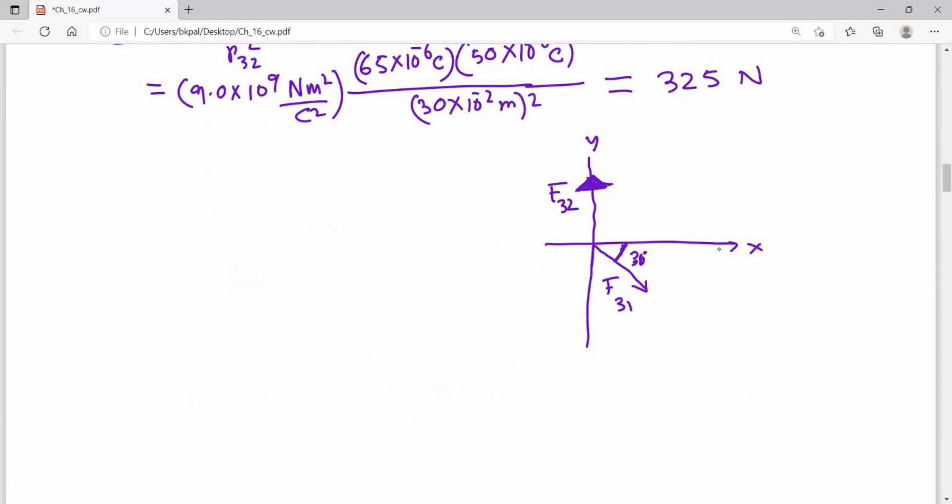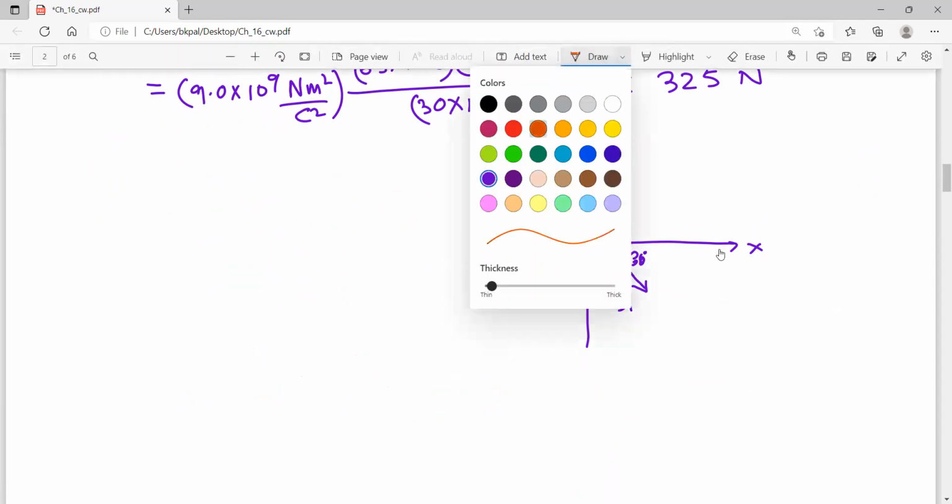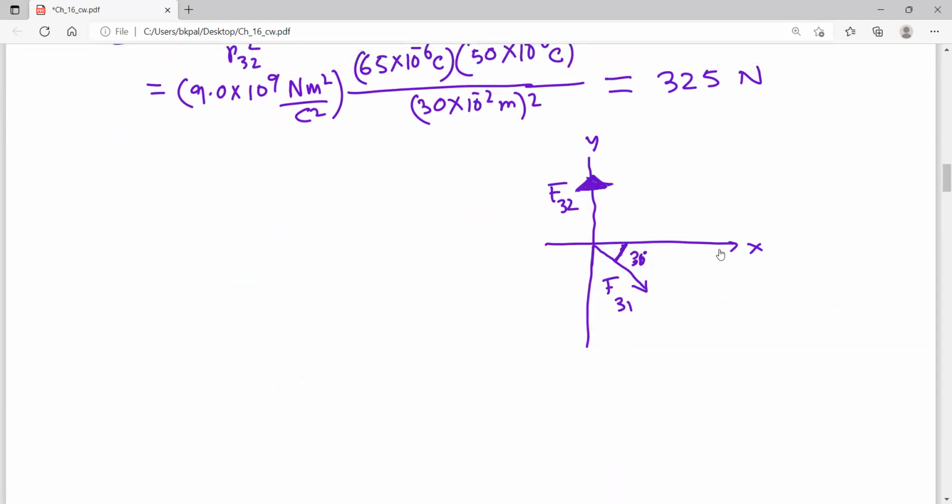So we have to follow the vector rule. Now let me break F31 graphically. I draw a line from the tip of F31 to the x-axis. Because this is parallel to the y-axis, this is my y component, and this will be my x component for F31.